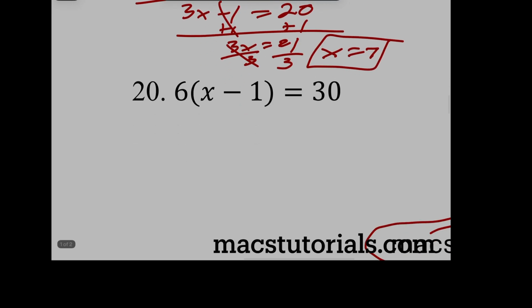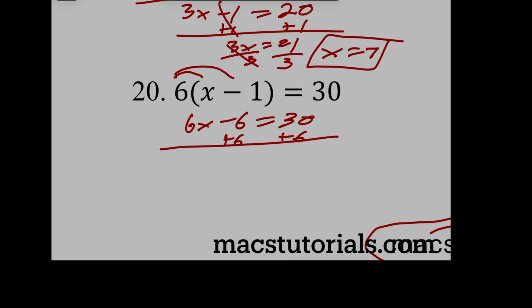Number 20, I have a 6 in front of a parenthesis. Boom, boom. 6x minus 6 equals 30. Two-step problem. I'm going to add the 6. Why did I do that? I did that because I want my x term to be all alone, because I'm not allowed to divide by that 6 until there's nothing left with it. Now I can divide by that 6, and I'm left with x equals 6.